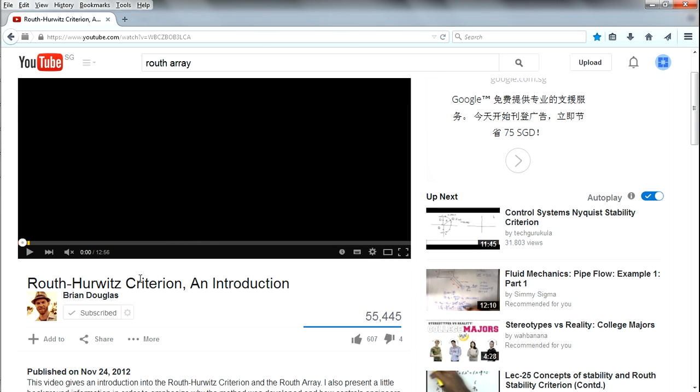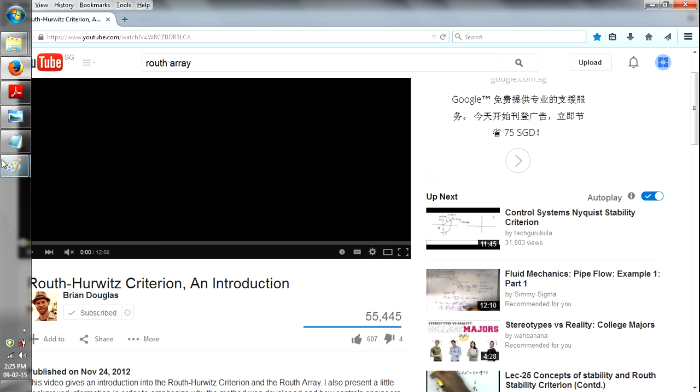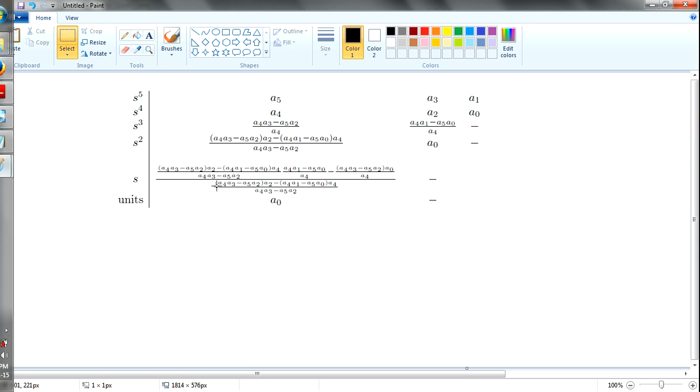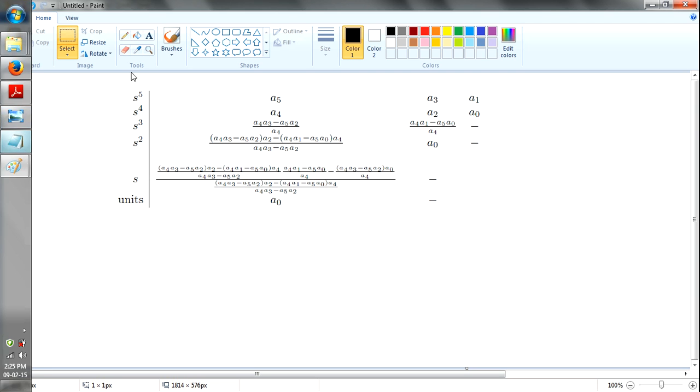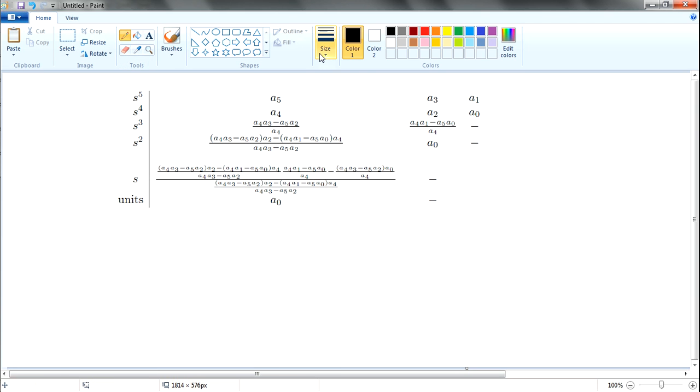If you want to know more about Routh again, you can just go straight back to the introduction. Nonetheless, I'll go through the steps of the array, the very gist of it. How do we actually solve for it?